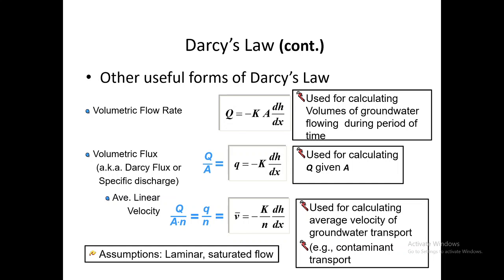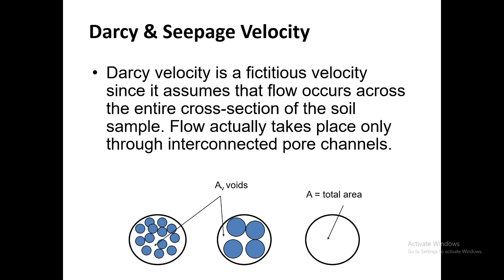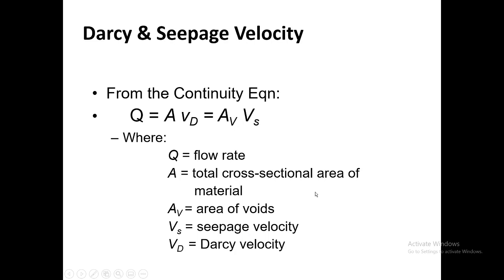It has already been explained, just for your information. So A is equal to total area, Av is the area of voids, and this A voids will be A multiplied by N. So this is something about the derivation. Now, when we summarized what we are going to adopt, we mentioned Darcy law and the law of mass conservation and continuity equation. So we will be using the continuity equation in this case. Q is the flow discharge, equal to A into Vd, equal to Av into Vs.